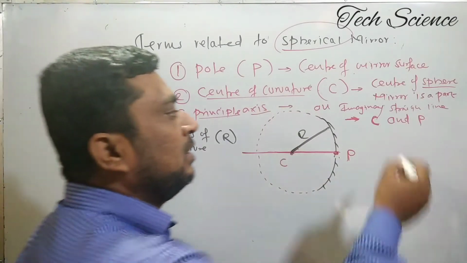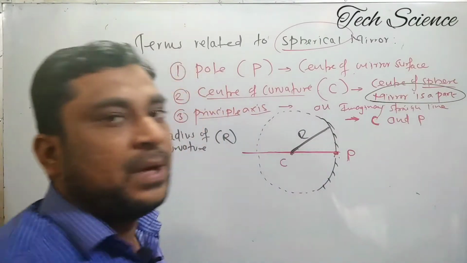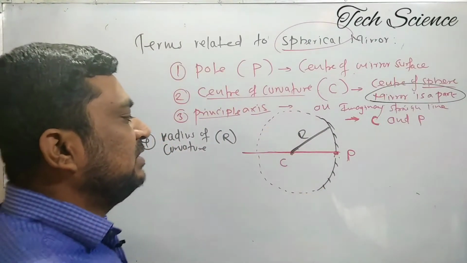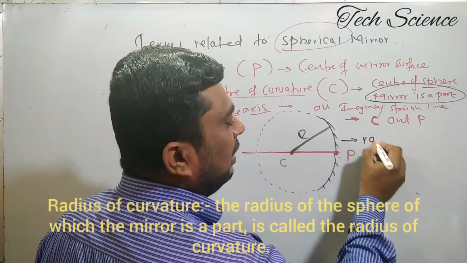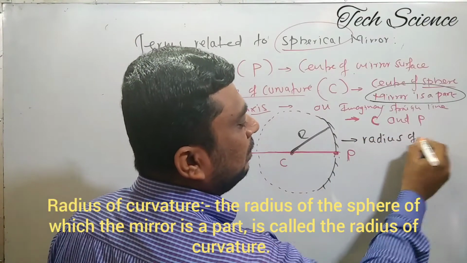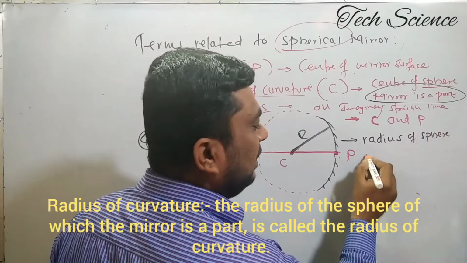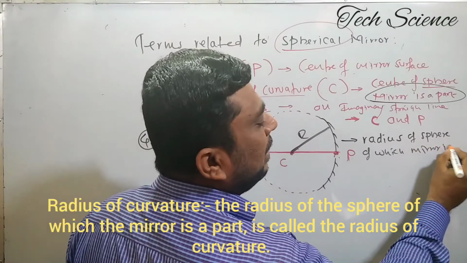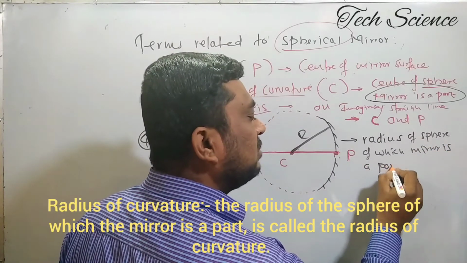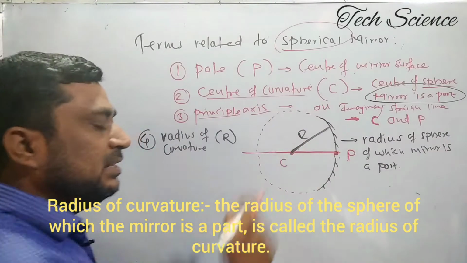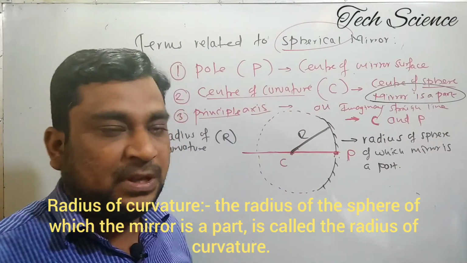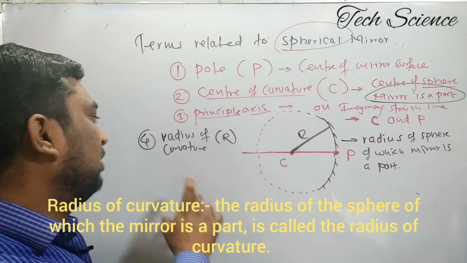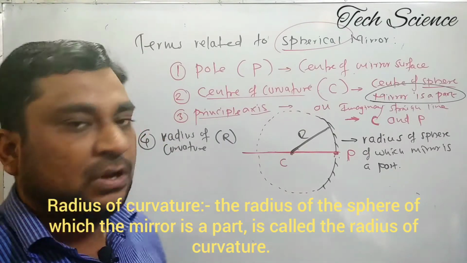But what is the condition? Of which mirror is a part. Just like the center of curvature, the radius of curvature is also there. So what is the radius of curvature? It is nothing but the radius of the sphere of which mirror is a part. So here the mirror is a part of the sphere, that you have to consider as a mandatory condition. So this is called the fourth definition. It is called the radius of curvature.